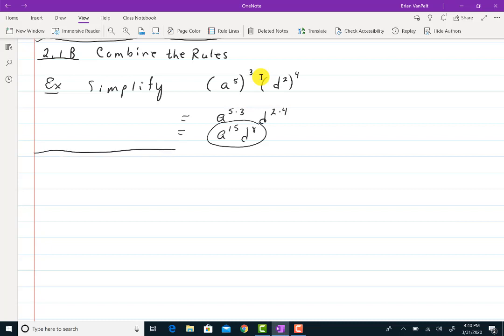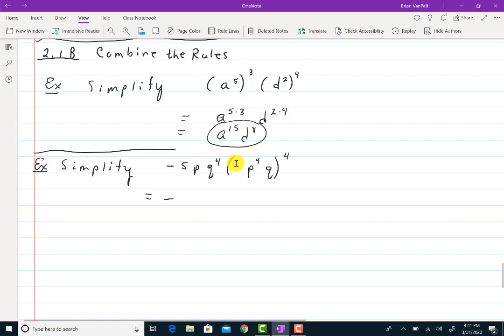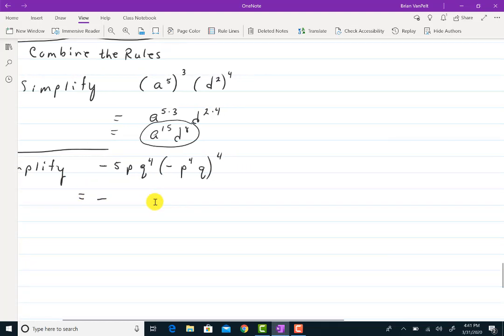For my next one, simplify. And what do we have here? We have negative 5p q to the 4th times negative p to the 4th q, but that thing is raised to the 4th power. So I'm going to forget about taking -1 to the 4th, and I'll let you be able to handle this fact that -1 to the 4th will just go away, but this negative will not. This negative will be around for the rest of the problem.